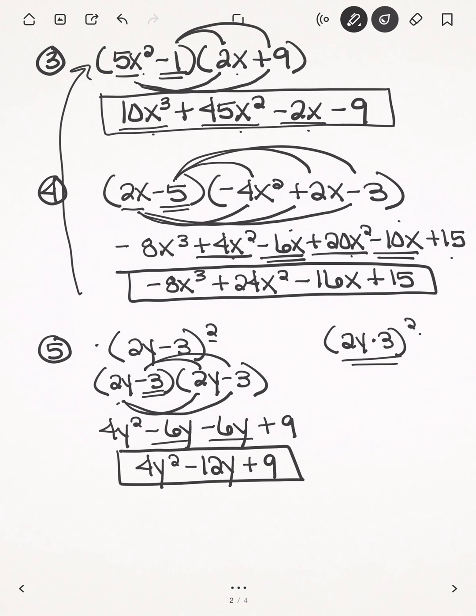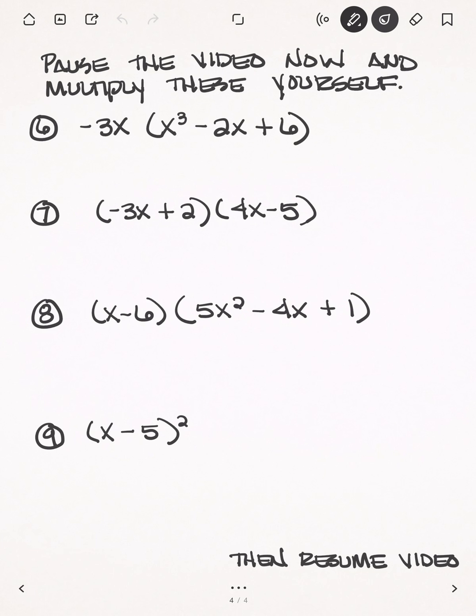Okay, now on the next page, I am going to give you these 4 problems. What I want you to do is pause the video and try these 4 problems on your own. Then when you are ready, you can resume the video and I will work them out and you can check your answers. You can choose to use distributive property to multiply these, or you can use generic rectangles. It is up to you. So I would like you to pause the video right now, and then you can restart it when you are done.